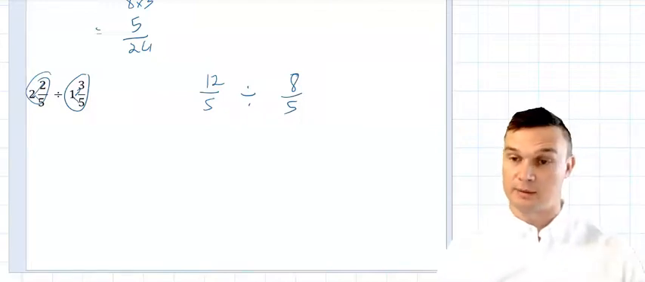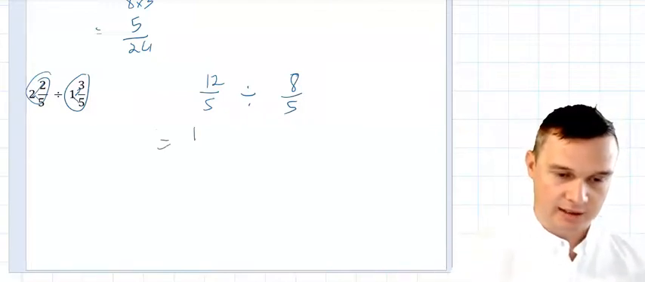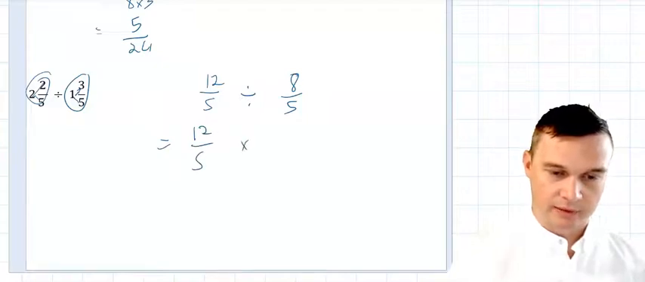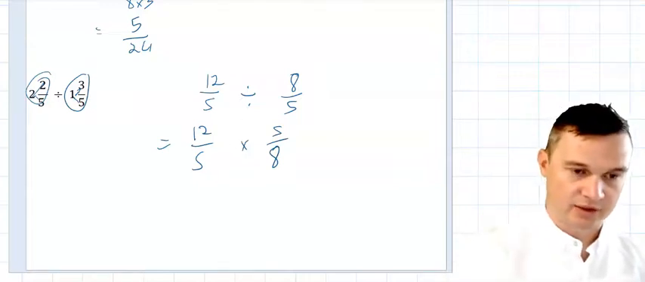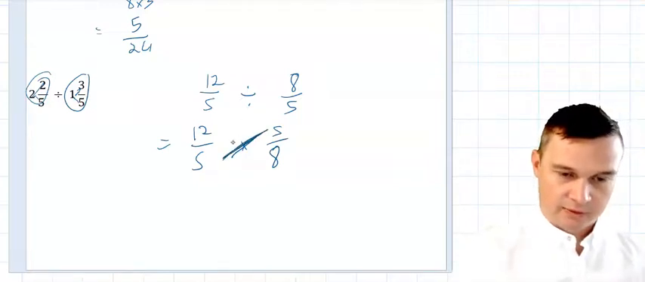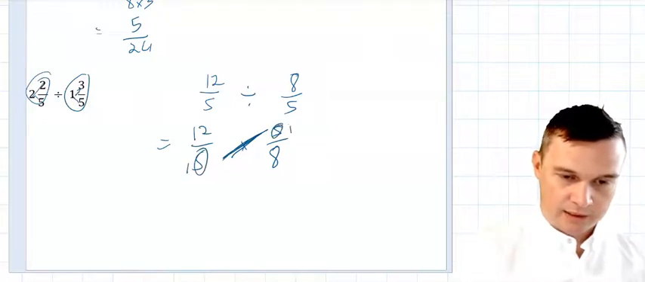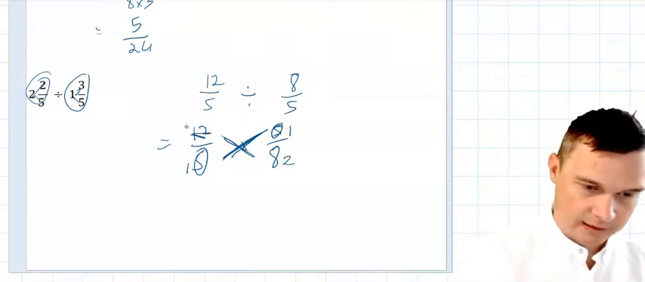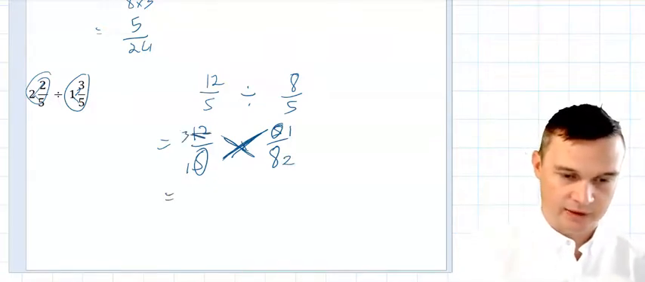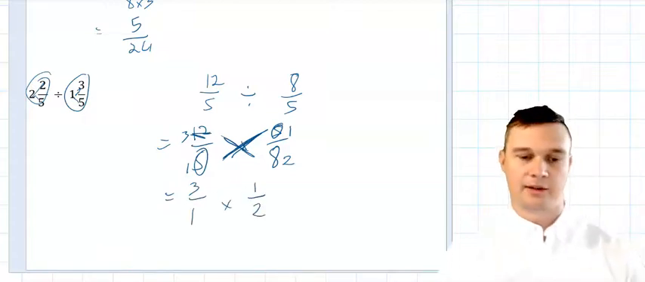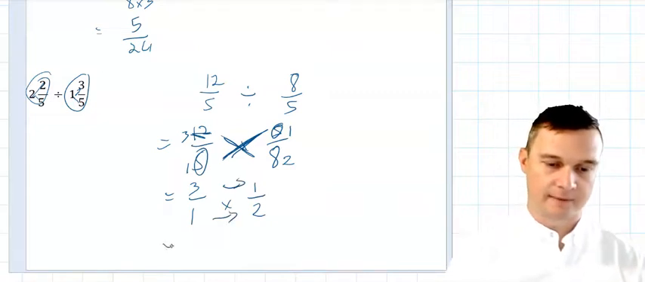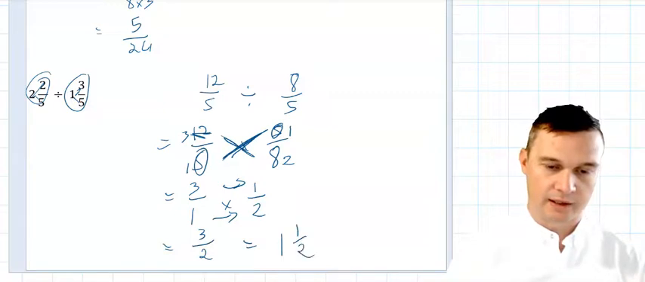So now that I have my fractions, I can simply perform my process here. I'm going to go keep, change, flip. So 12 over 5 multiplied by 5 over 8. Okay, I can cross cancel both directions. Cross cancel here, these both go into 5 once, and these both can go into 4 twice and 3 times. So my new fraction now is 3 over 1 multiplied by 1 over 2, and then I just multiply numerators and denominators together, which will give me 3 over 2, which converted is 1 and 1/2.